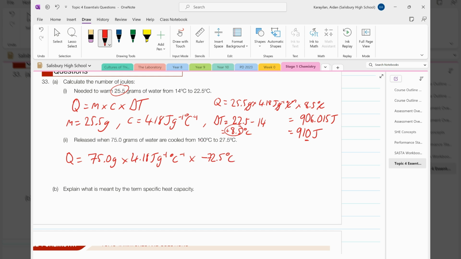Now, hopefully I'm not wrong there. If it was 80, it goes to, sorry, 70 goes to 30 plus another 2.5. Yep. So throwing this into the calculator again, we have 75.0 times 4.18 times 72.5, which gives me negative 22,728.75 straight up in the calculator. In this case, we have three significant figures for all of them, so we're going to have three significant figures for our answer. So that would be negative 227.